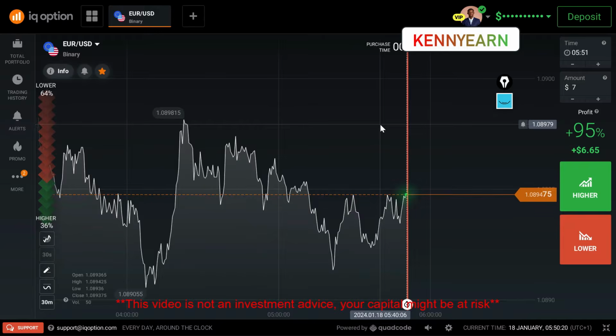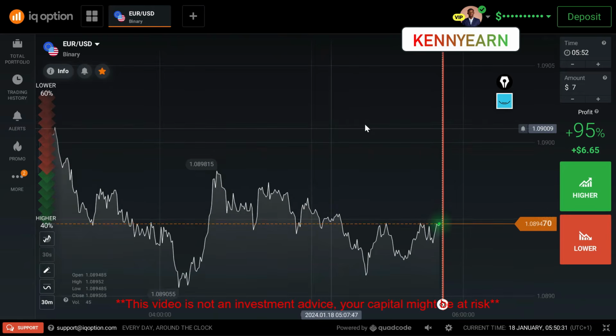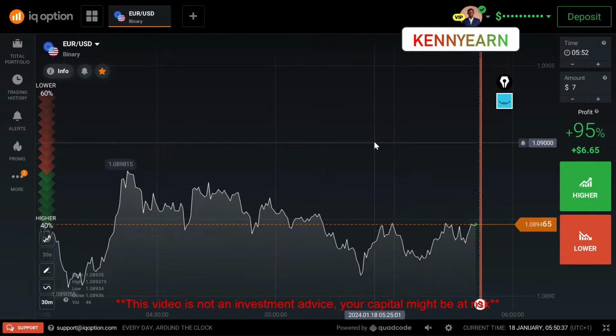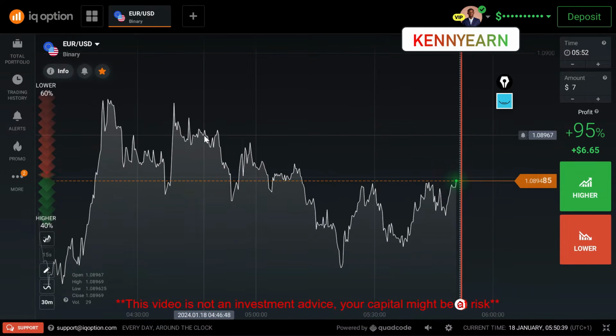So today I'm going to be showing you how to get started with iqoption. For those of you that are just beginners or just coming into iqoption as a newbie, these are the things you need to know on how to set up your account and how to trade to make profit on the iqoption platform. All right, so coming into iqoption for the first time, this is how it's going to look like.